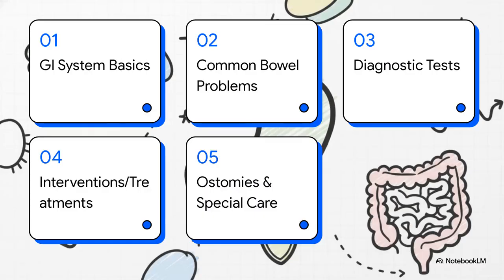Okay, so we've broken this down into 5 really logical chunks. We'll kick things off with the basics of the GI system, then we'll get into some common problems. After that, we'll look at diagnostic tests, then treatments, and we'll finish up with some specialized surgical care. Trust me, following this roadmap is going to make these terms so much easier to remember.